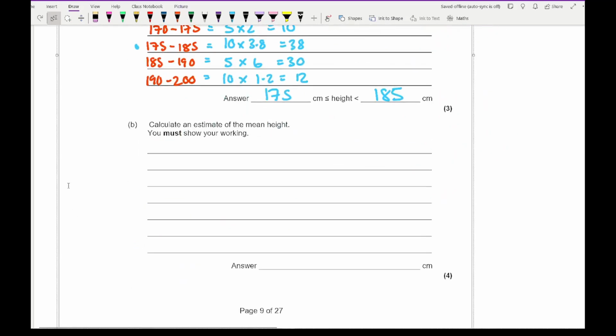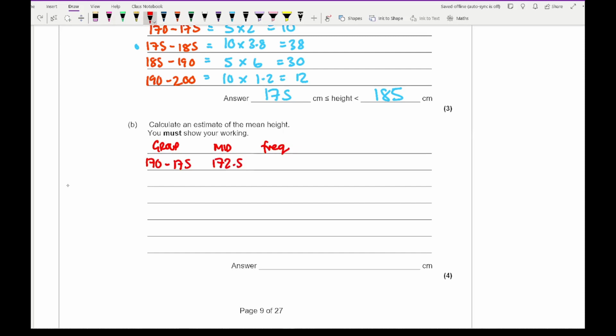Moving on to the next one, it says calculate the estimate for the mean height. So for this, what I need to do is look at the midpoint. Let's get rid of the highlighter first. So I've got my groups, and I need to work out the midpoint, and I've got the frequency. From this, I've got the group of 170 to 175, so the midpoint is going to be 172.5.